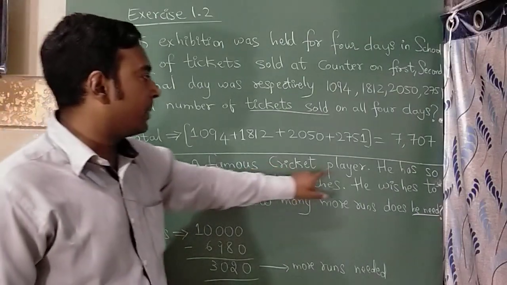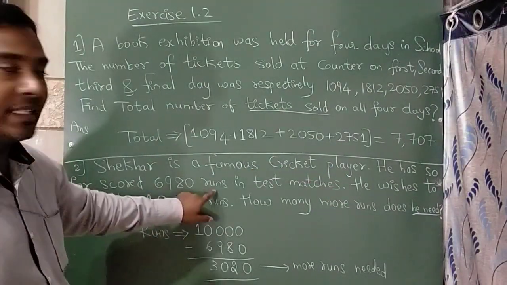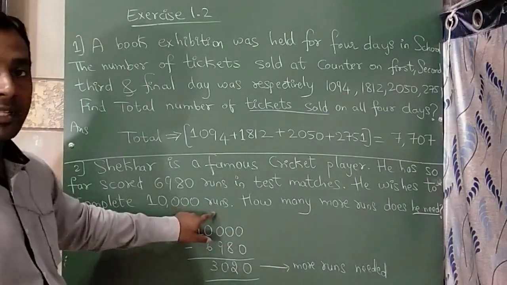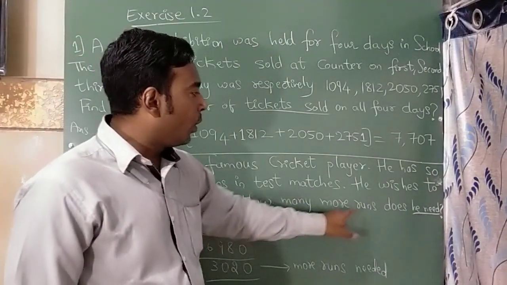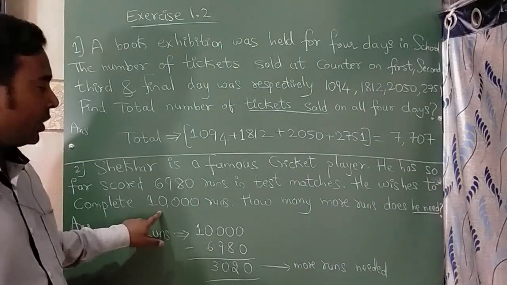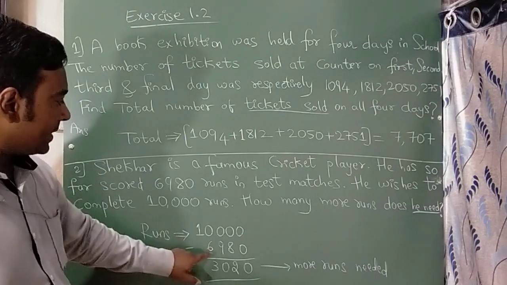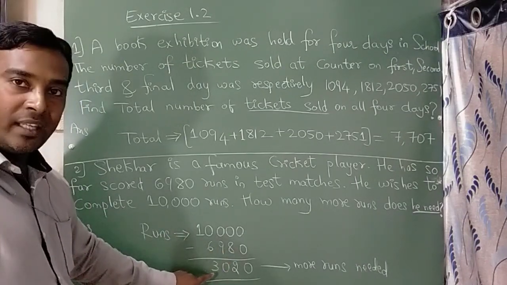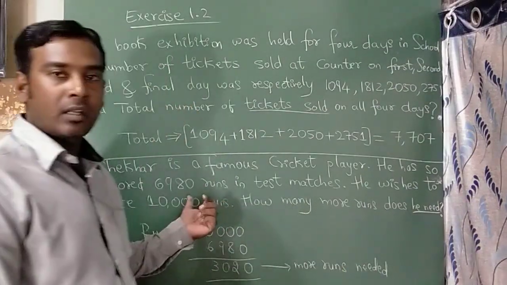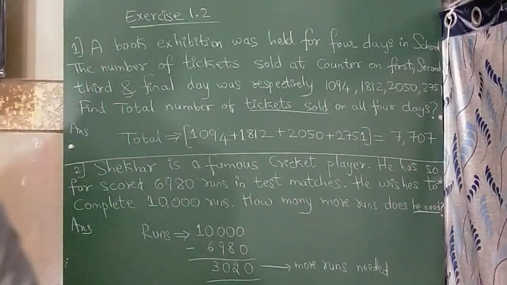Shaker is a famous cricket player. He has so far scored 6980 runs in the test matches. He wished to complete 10,000 runs. So how many more runs does he need? He scored this much, he wants to score this much. So what you have to do is subtraction. Fine. So 10,000 minus 6,980. So he needs 3,020 more runs for completing that score. So let's move on to the third sum.